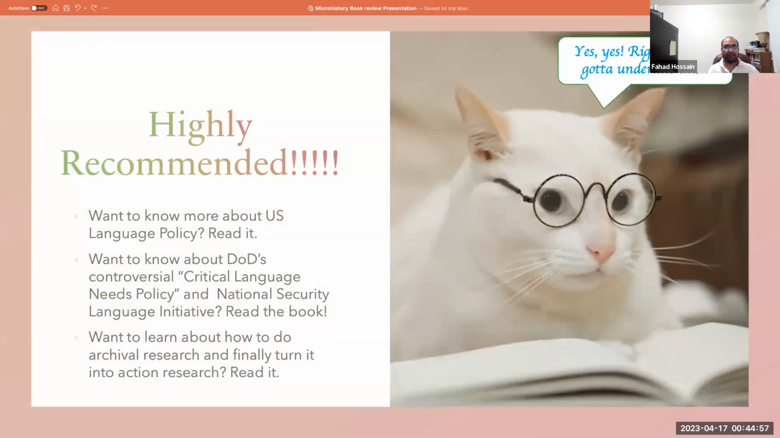And I highly recommend it. If you want to know more about US language policy, please read it. If you want to know more about the controversial critical language needs policy or national security language initiative, read it. If you want to learn how you can turn your archival research into action research, read it, because it shows the way and the methods how you can do it. Even the cat in the picture reads it. So yeah, he must have found a great sentence that he needs to underline.